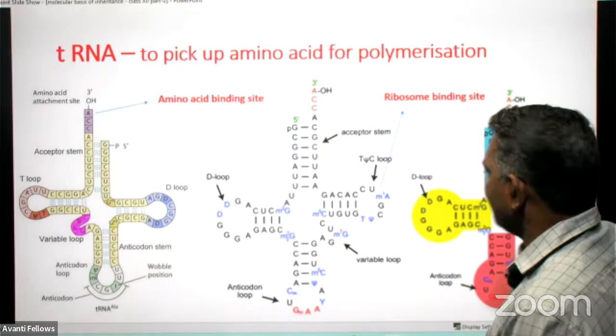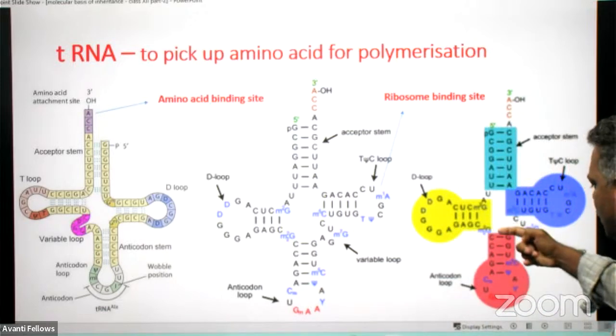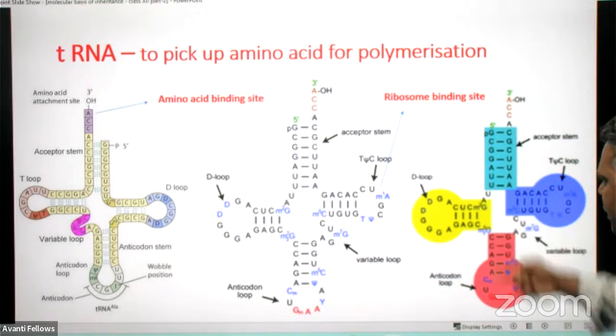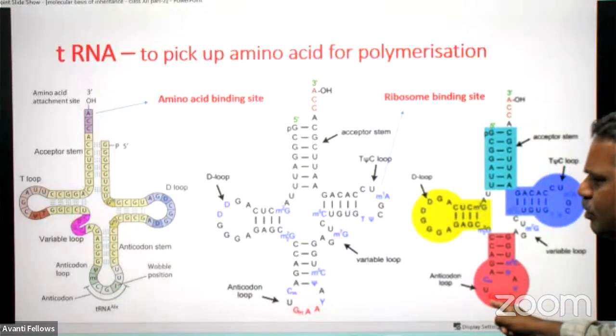Then we can find another stump here. What is it called? The anticodon stump. You may be remembering that the anticodon is present in this loop only, right?